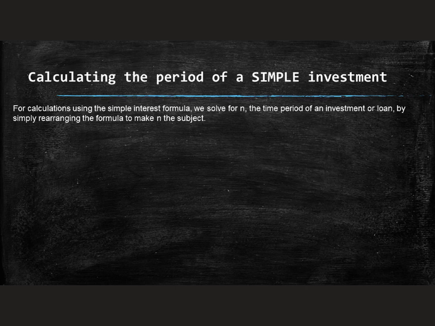So let's start with simple interest. How could we calculate the period of a simple investment? If you can picture the simple interest formula, which was A is equal to P(1 + in), pause the video for a second and try solve for n. Hopefully you did the following. We want to break the bond between P and the bracket, so we will first divide by P, and we're left with 1 + in.